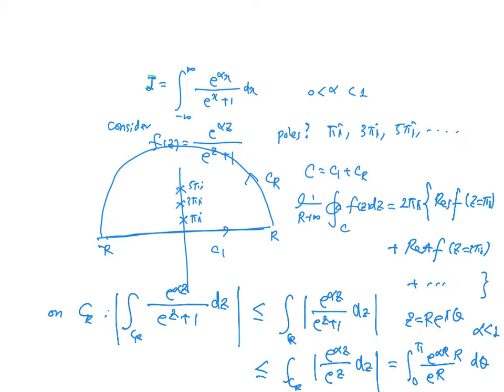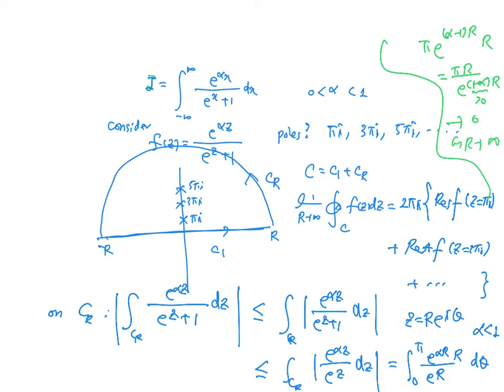So pi times exponential of alpha minus 1 times R, times R, or R over pi exponential of 1 minus alpha times R, right? So 1 minus alpha is positive. So if you compare R with the exponential of R, which one is growing more rapidly? The exponential function, right? So it goes to 0 as R goes to infinity, right? So we can show that the circular integral will be 0.